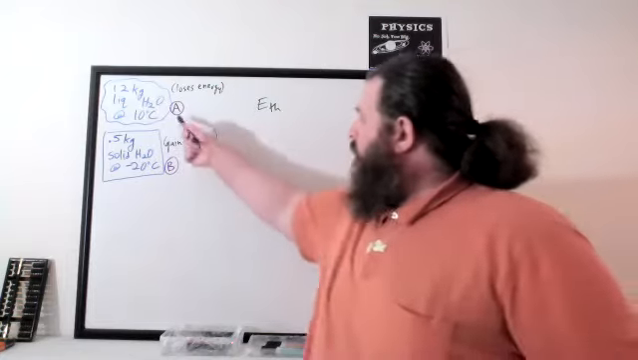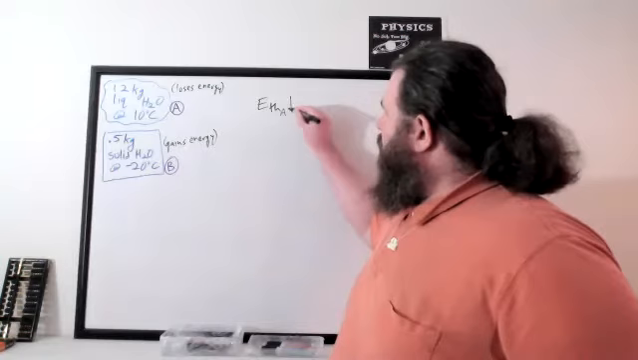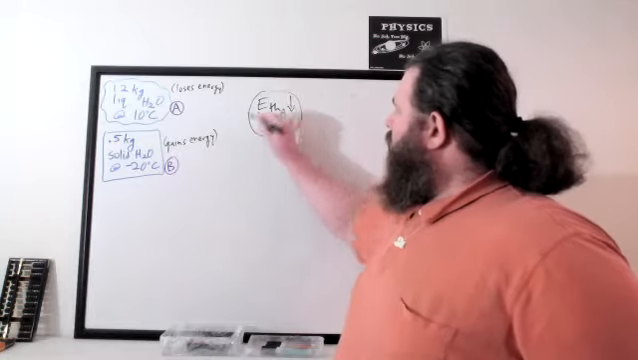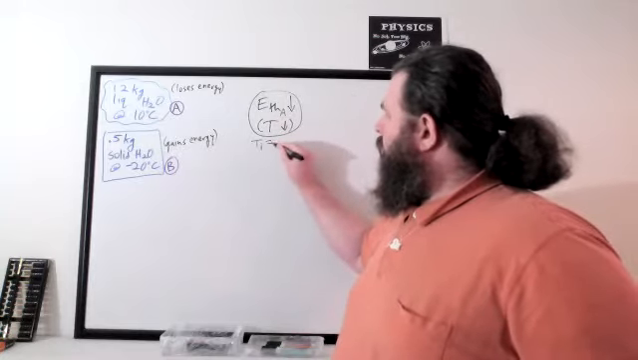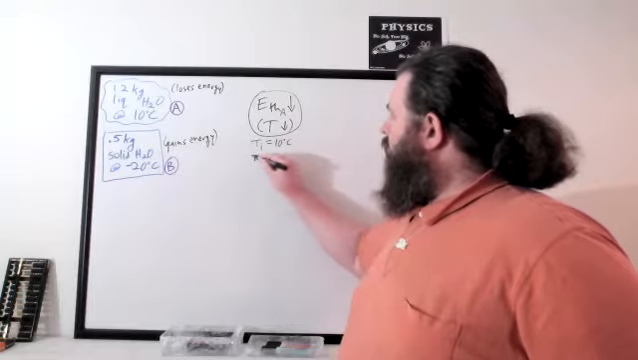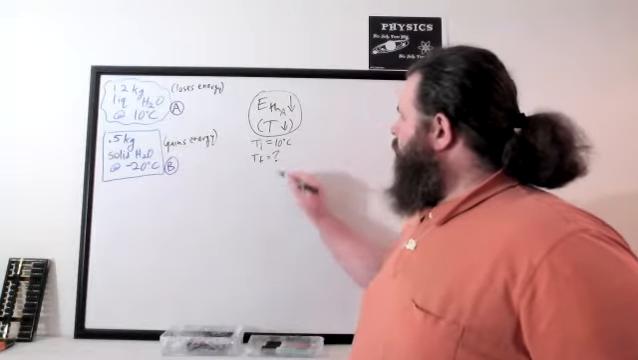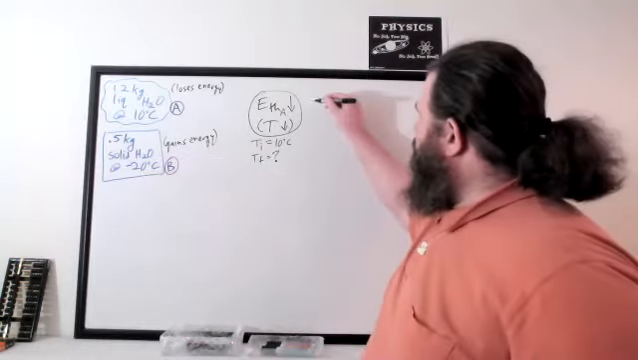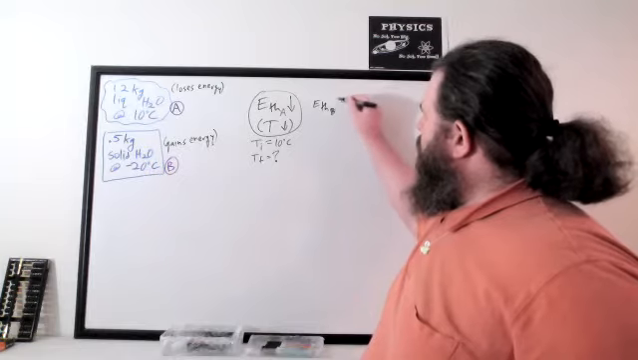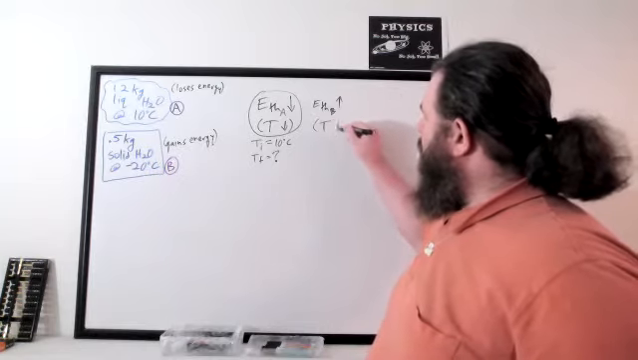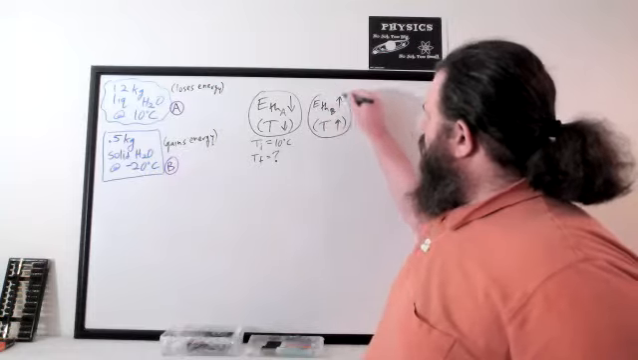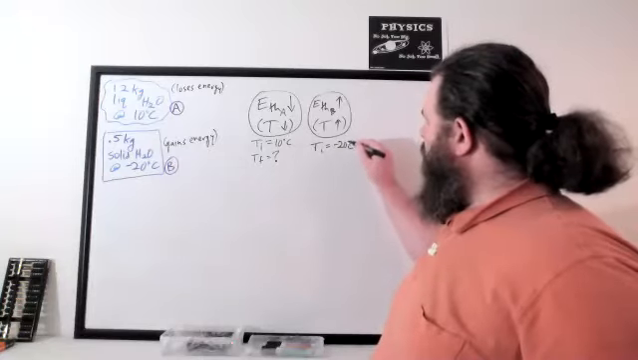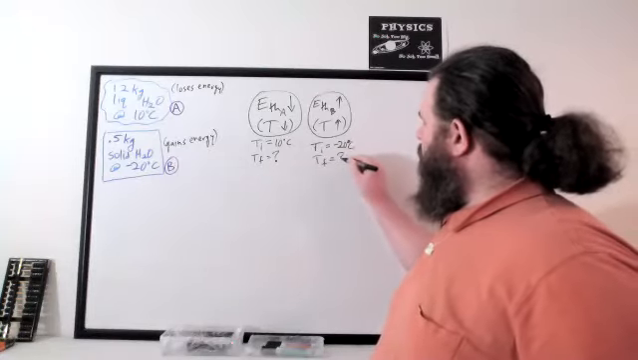So thermal energy of object A is decreasing, corresponding to a temperature decrease. We know its initial temperature is 10 degrees Celsius. Final, we don't know. Also, the solid water, object B, is gaining thermal energy, corresponding to an increase in temperature. We know it starts at negative 20 degrees Celsius, and we don't know how hot it gets.